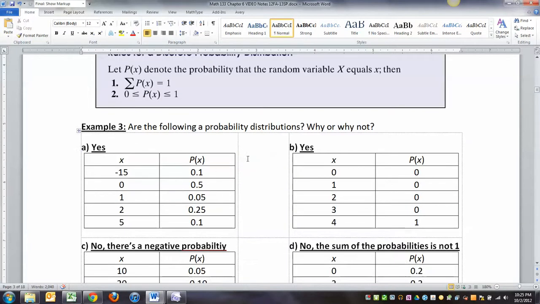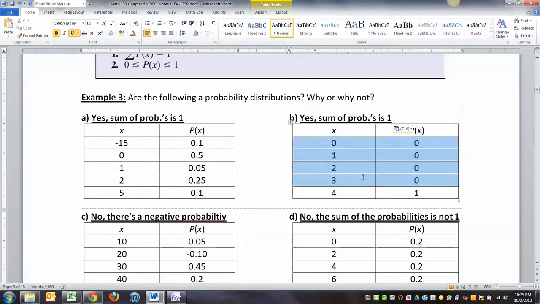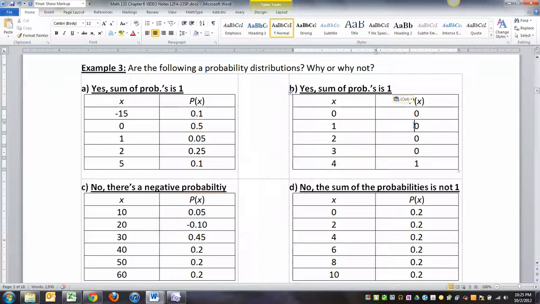So are the following probability distributions? Why or why not? So yes, this one is. They add up to 1, and there's no negative probabilities there. Right? I can say sum of probs is 1. Same thing with the other one, this one right here. It's not a very pretty probability distribution because everything's impossible except for 4, but, hey, it doesn't matter. They're still between 0 and 1 inclusive, see the or equal to, so they can be 0 and 1s, that's fine, and they add up to 1.